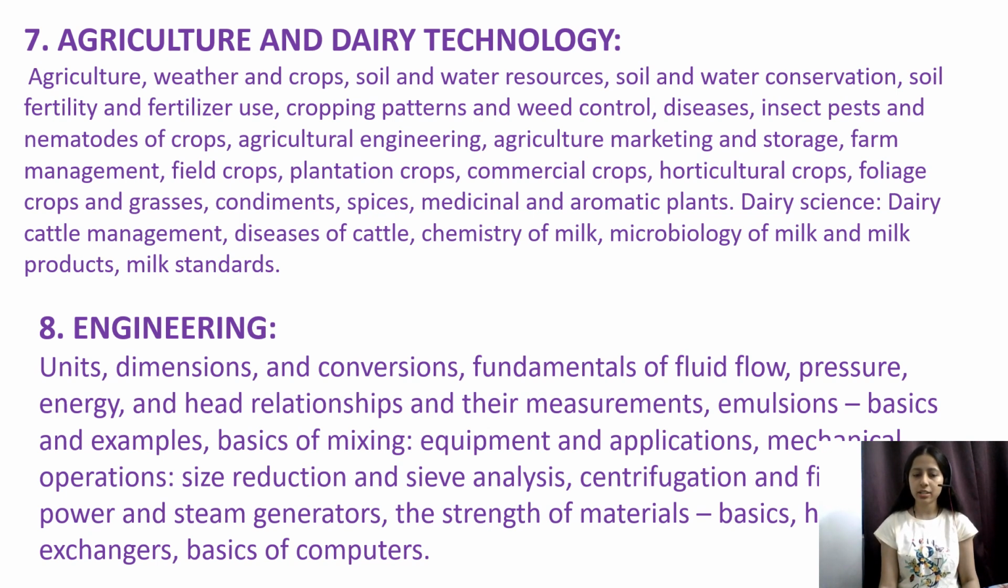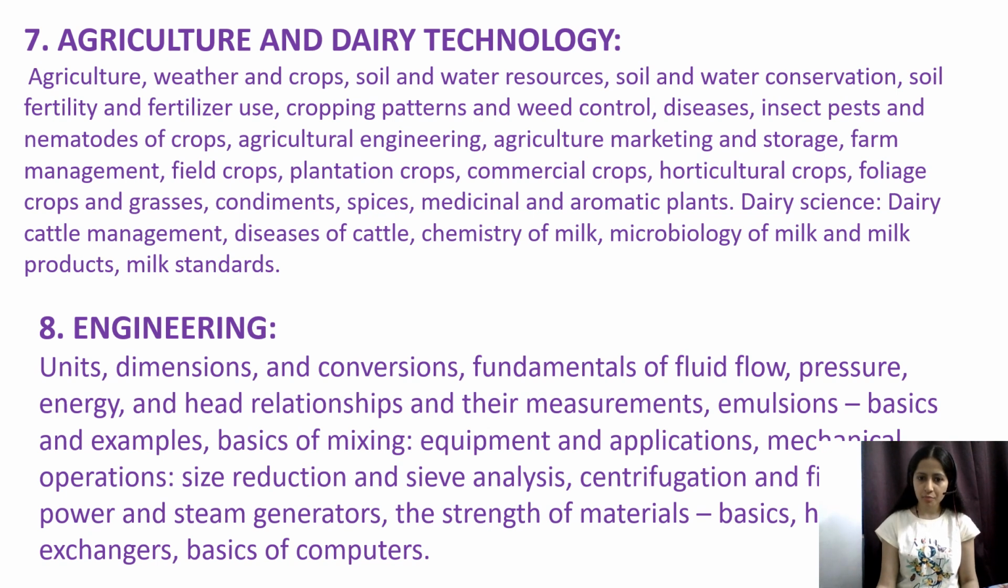Over here, units and dimensions are converted into CGS or SI units. Okay. Pressure, energy, head relationships, their measurement, emulsions. What are the types of emulsions? Water in oil or oil in water. They can give you the name like butter or milk. It is oil in water or water in oil. You have to just write it down. Basic concepts, they just want to know if your basics are strong or not.